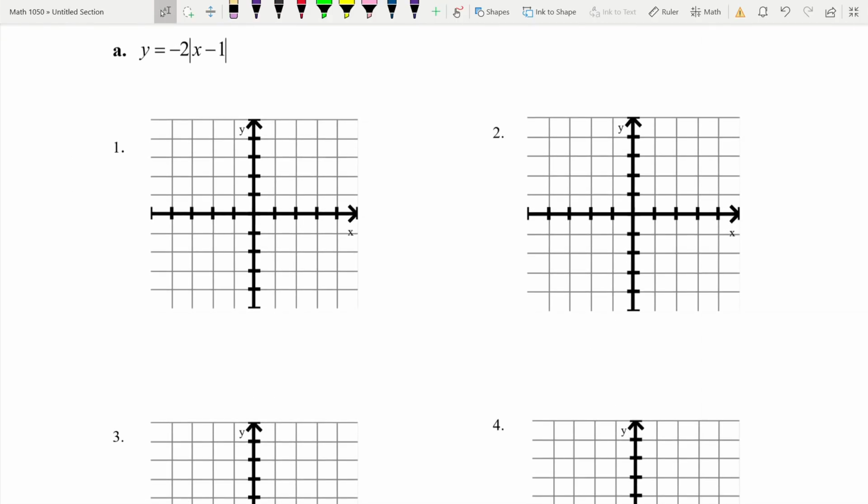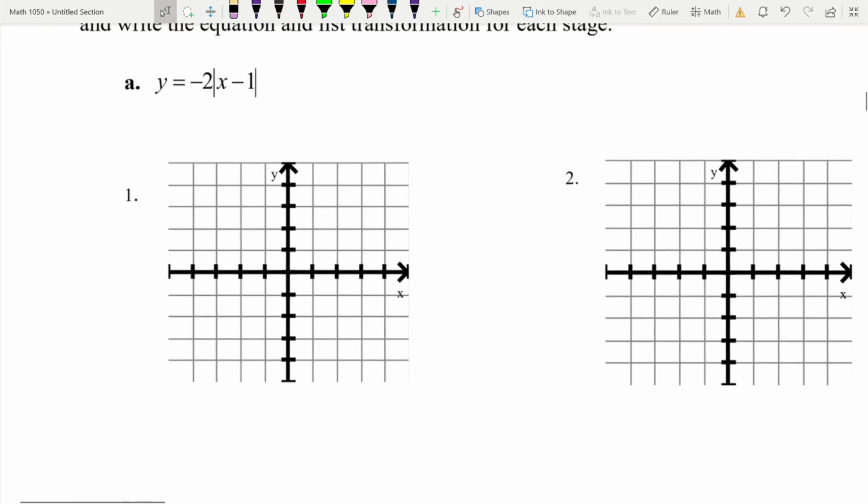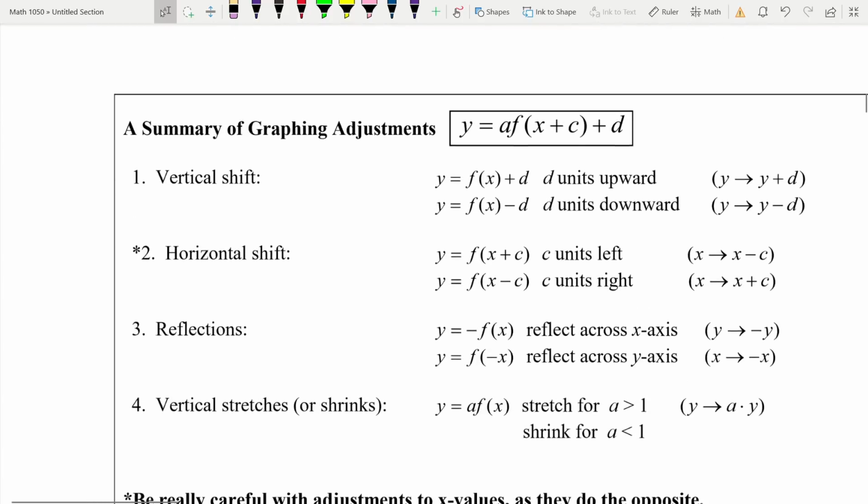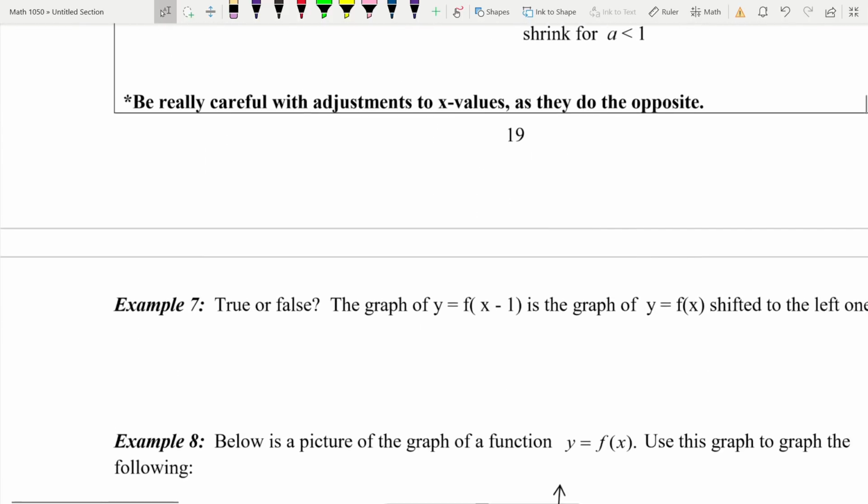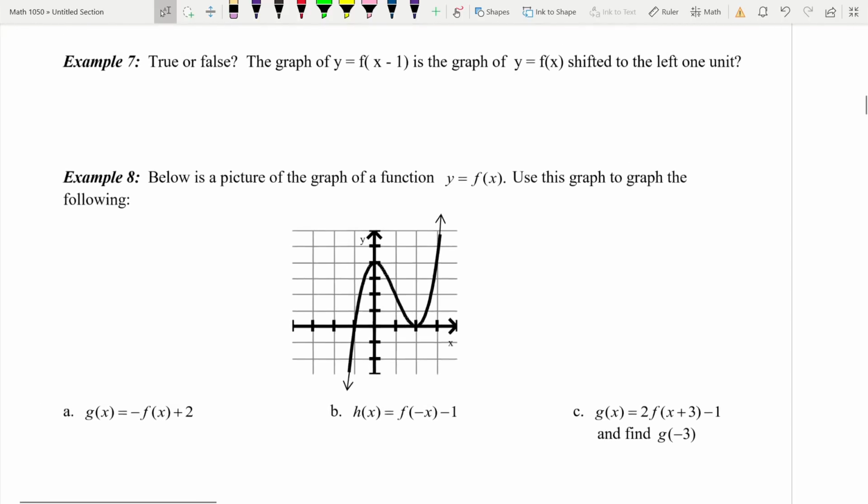We are going to do one more. And then, I wonder if I really want to do one more. No, I don't. I'm going to zip down here. Okay. Look at questions 7 and 8.